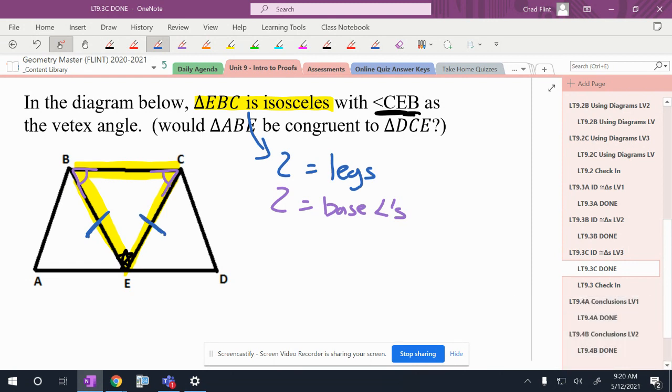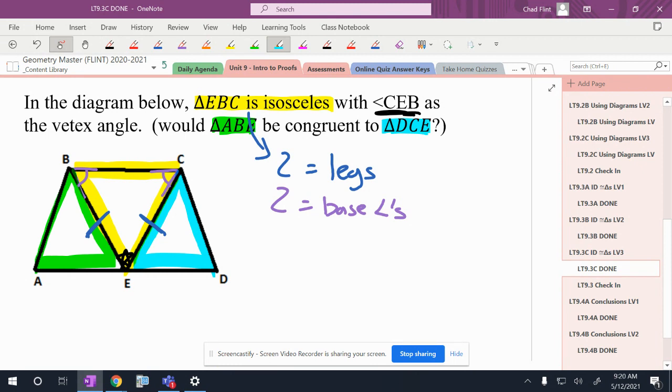Now, I gotta be careful here because it specifically asks about triangle ABE, which is that triangle, and triangle DCE, which is this triangle over here. So it specifically asks about those two triangles right there. Would they be equal to each other? All right.